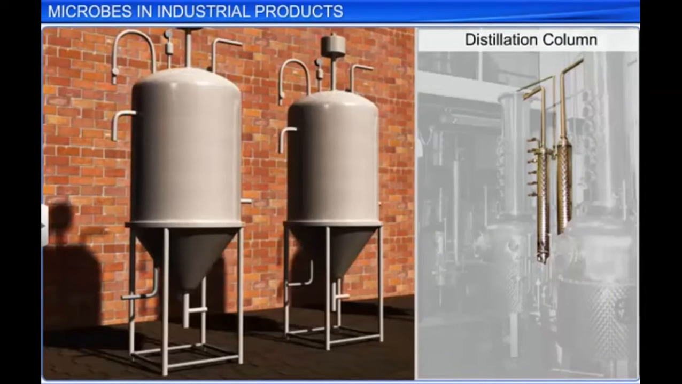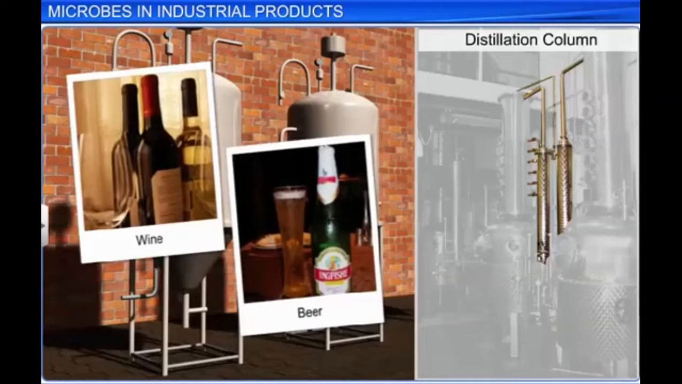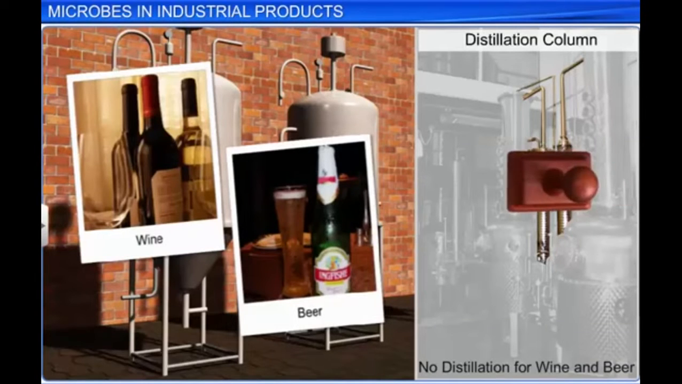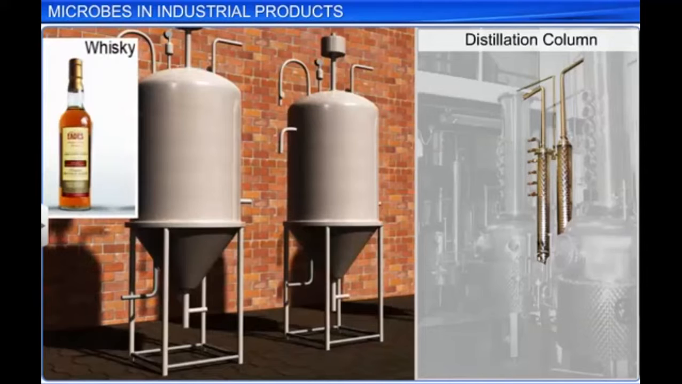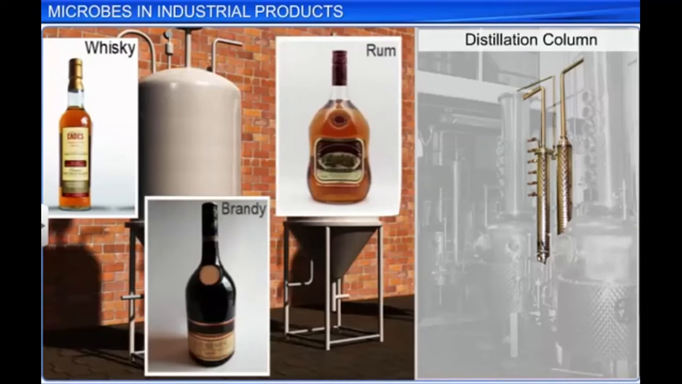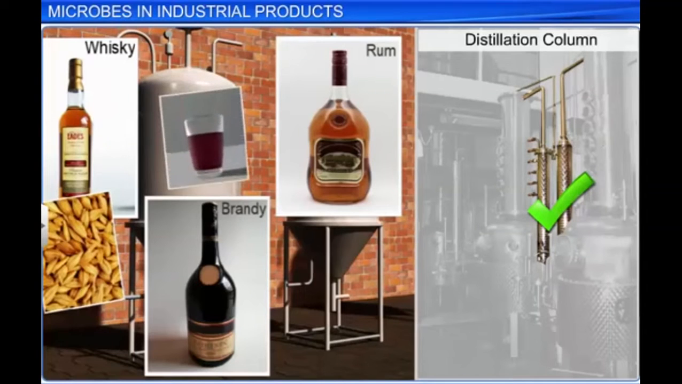For example, wine and beer, which are low in alcoholic content, are prepared by fermentation of sugar or starch products from plants, and their production does not involve distillation. On the other hand, whiskey, brandy and rum, which are high in alcoholic content, are produced by distillation of fermented malted barley, grape juice, and molasses respectively.